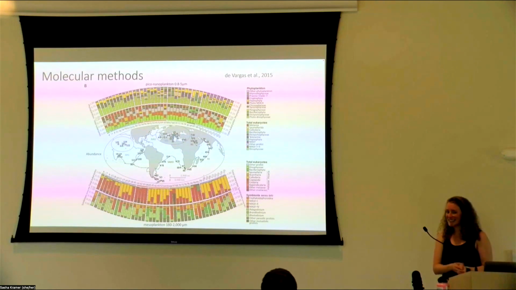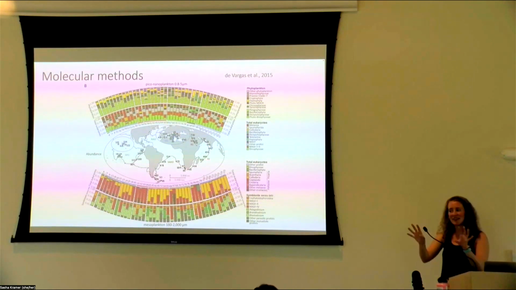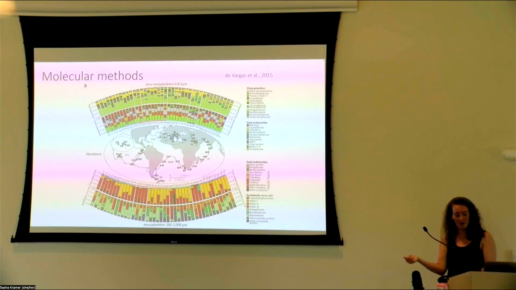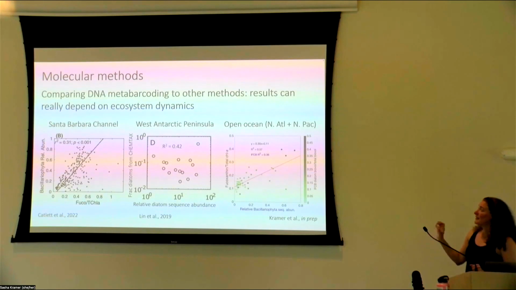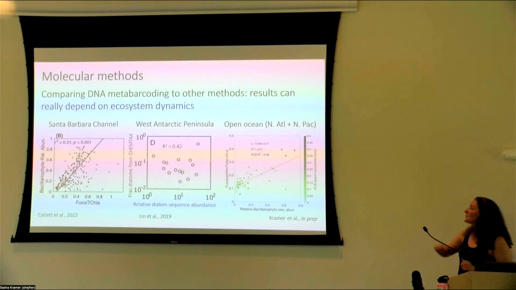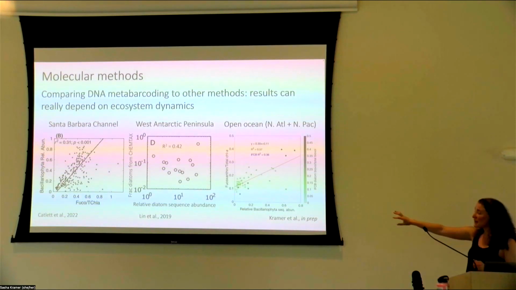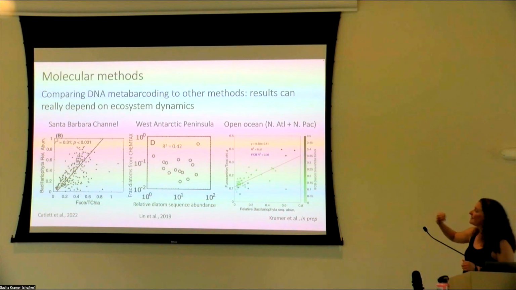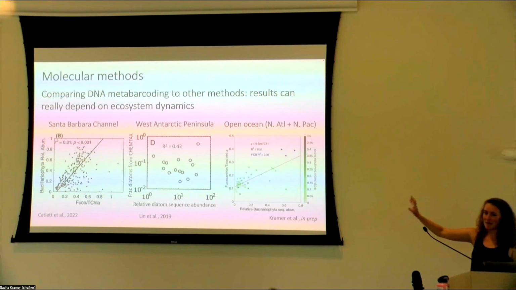Okay, so the last slide I'm going to show you, now we're going to just quickly look at, I mentioned that these methods can sometimes compare well to other methods that we care about. There are a couple of cool examples recently from published papers in different coastal regions. And then this is one that I've been working on for the open ocean, comparing DNA metabarcoding methods for major phytoplankton groups to other methods.